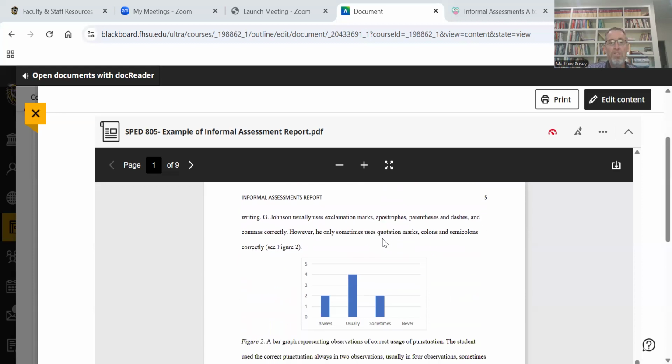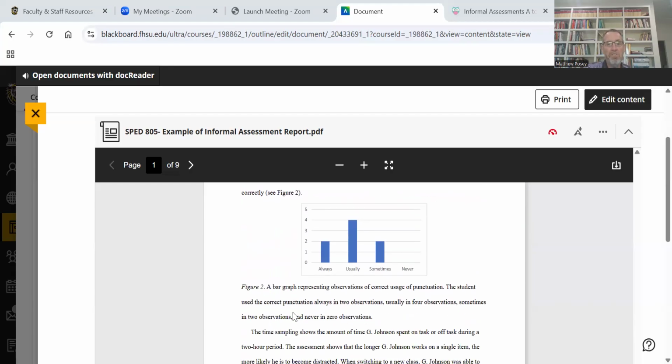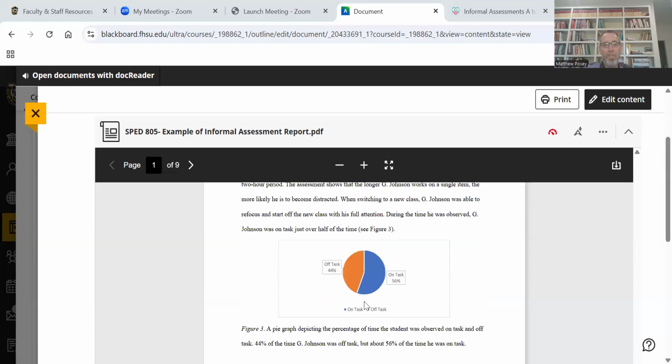You can see also that the second informal assessment was a bar graph representing observations of correct usage of punctuation. The explanation: the student used the correct punctuation always in 2 observations, usually in 4 observations, sometimes in 2 observations, and never in 0. So you can see they broke it down into always, usually, sometimes, never, with an explanation there.